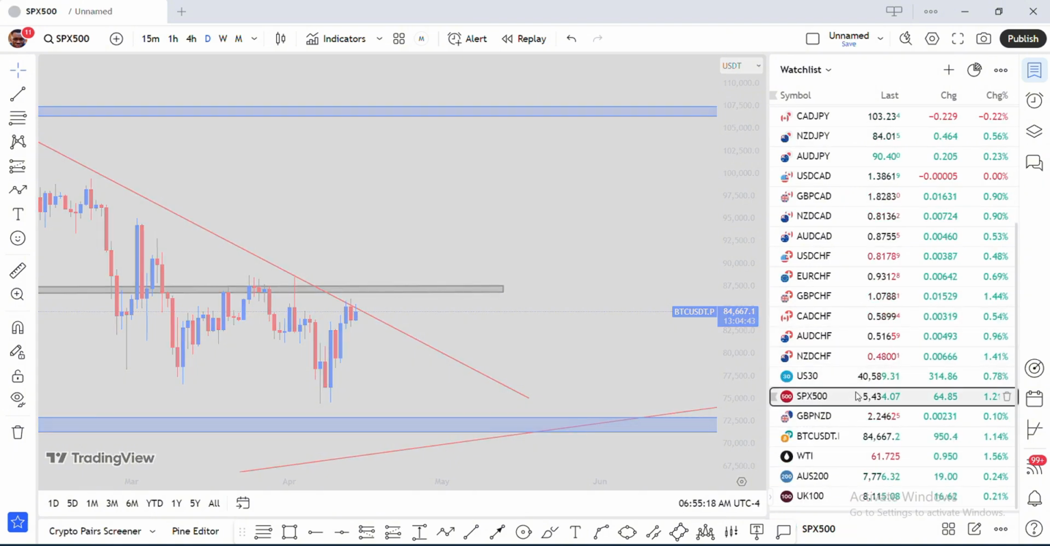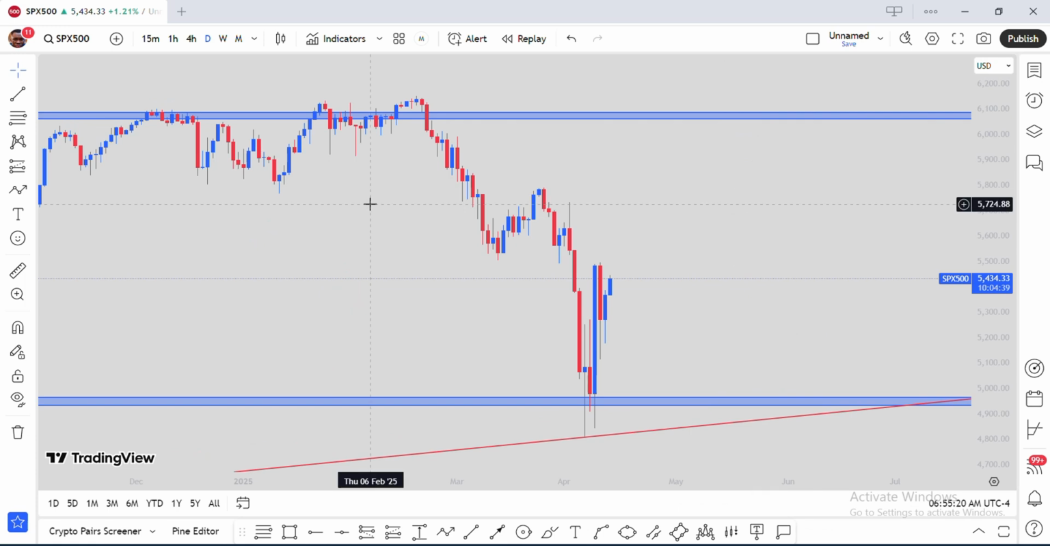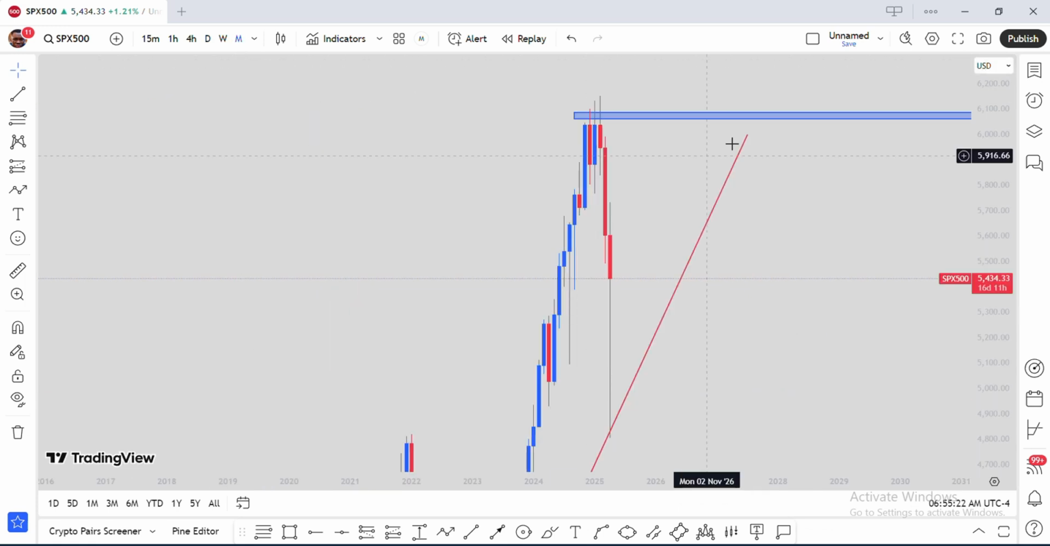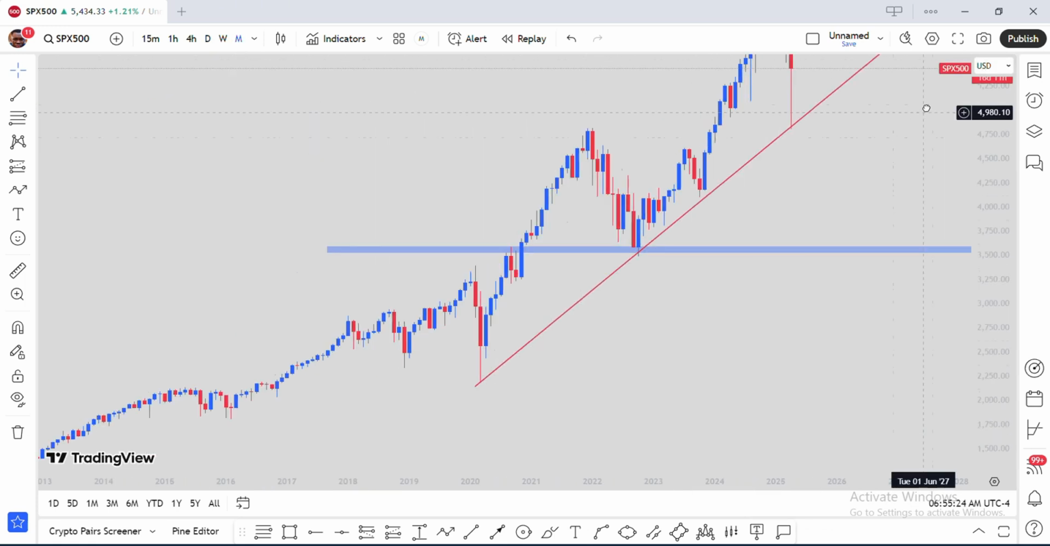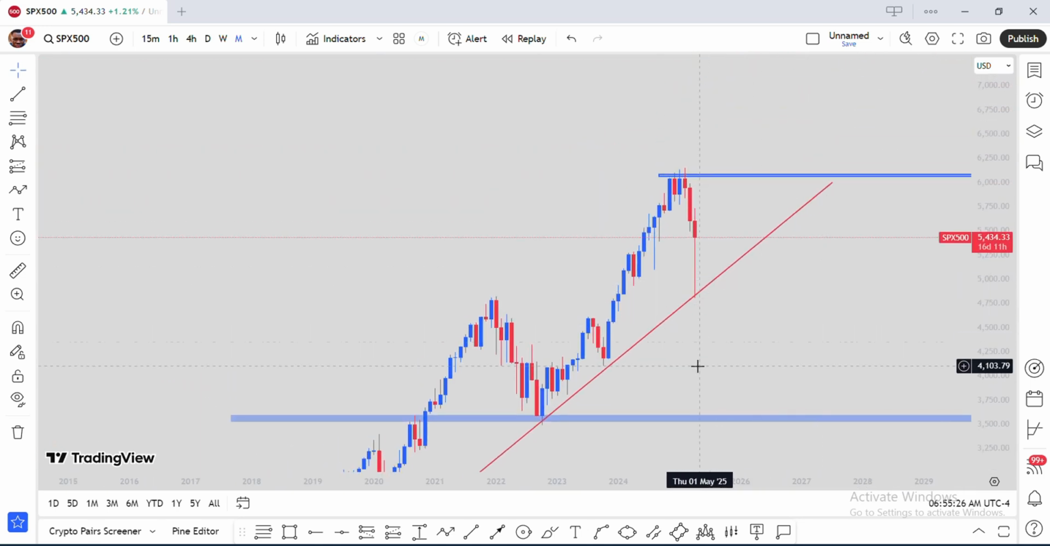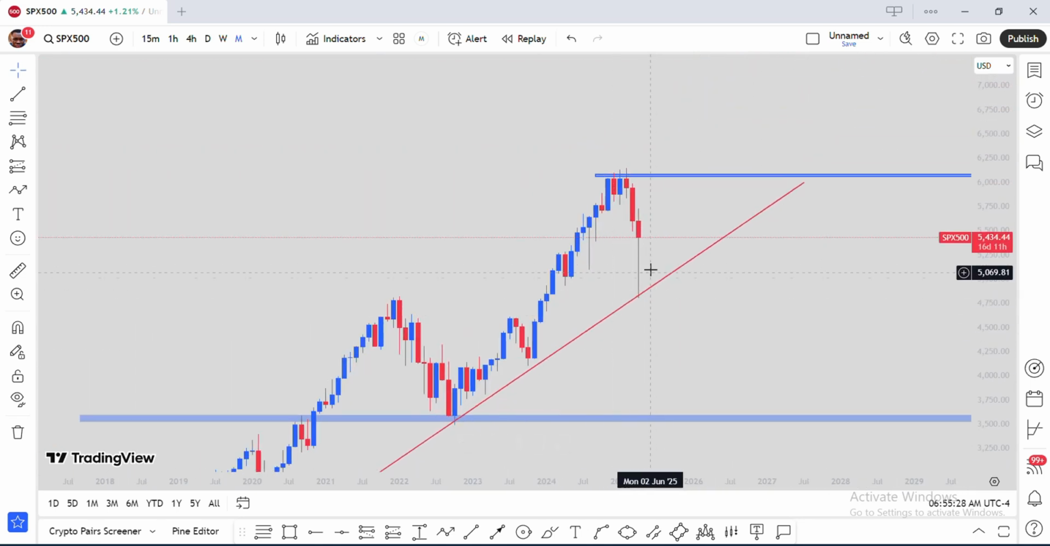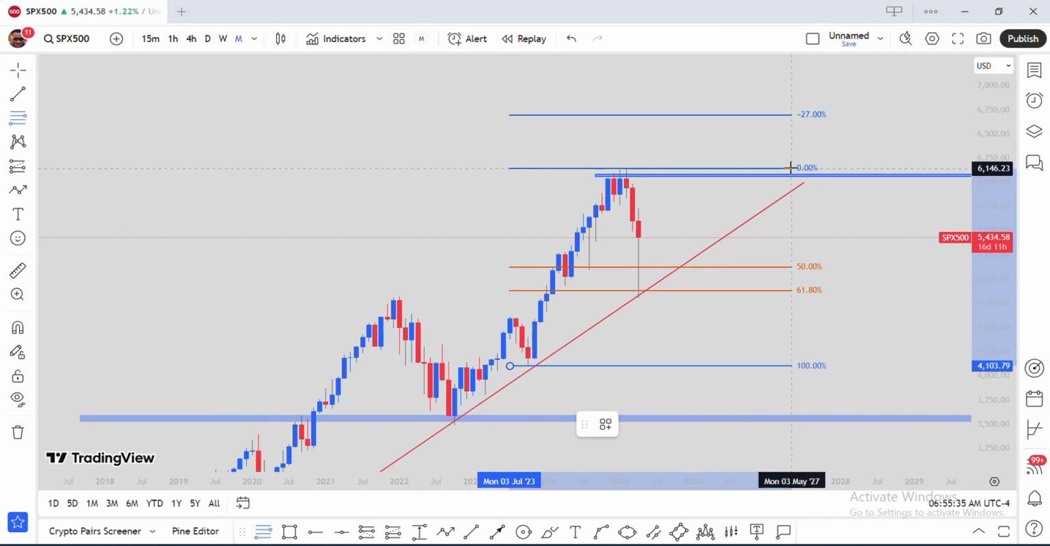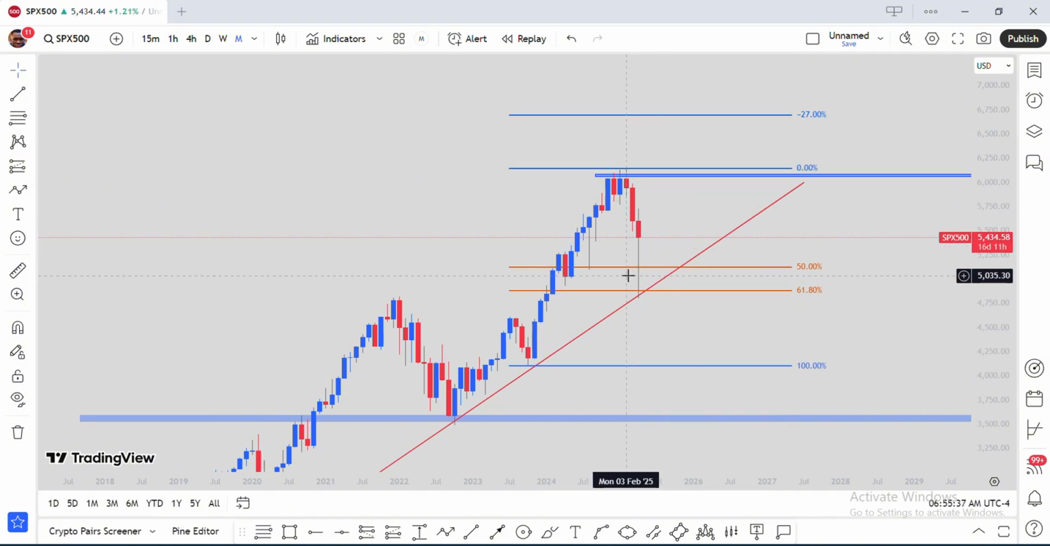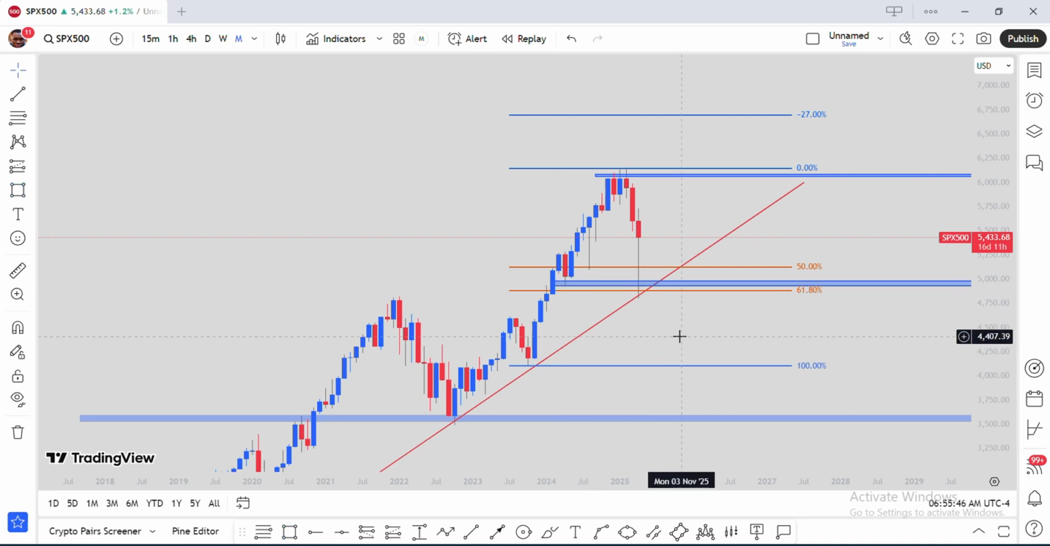So on SPX500, on my last video, I said I'll be looking for a buying opportunity if I could see a bounce of this trend line and also a bounce of this Fibonacci level on SPX500. So I said that I'll be looking for a buying opportunity inside this zone, and also there was a level here, a zone around this region. So I said I'll be looking for a buying opportunity here if I could get a clear bounce of this level.